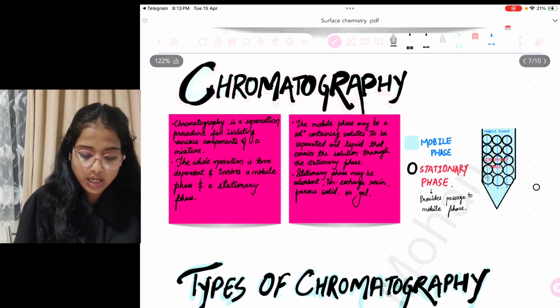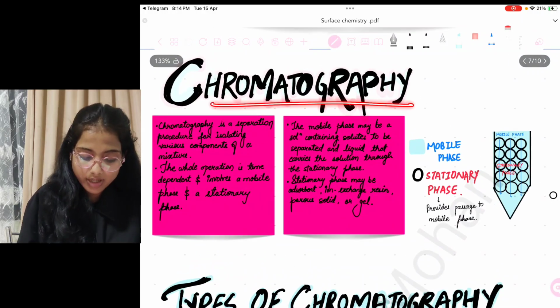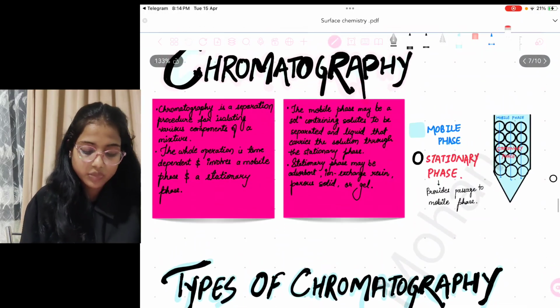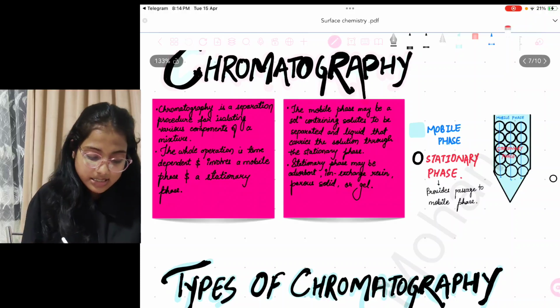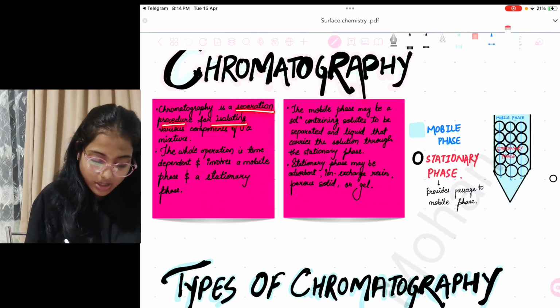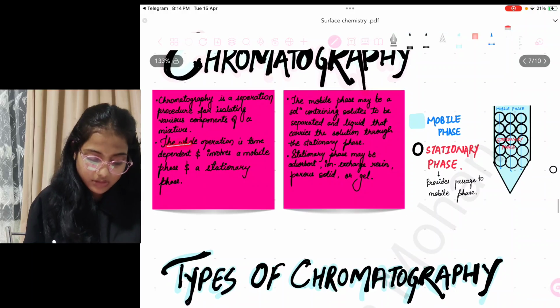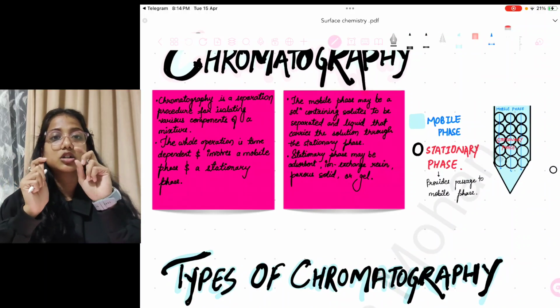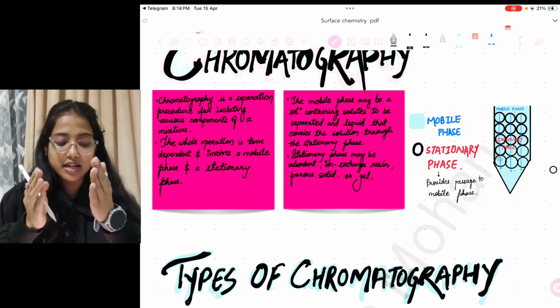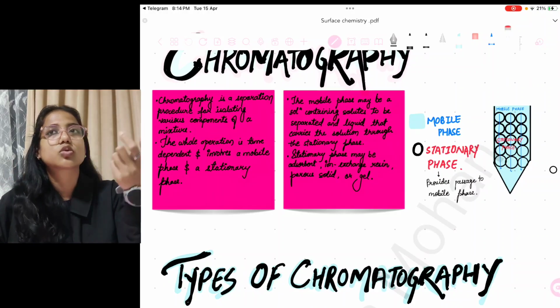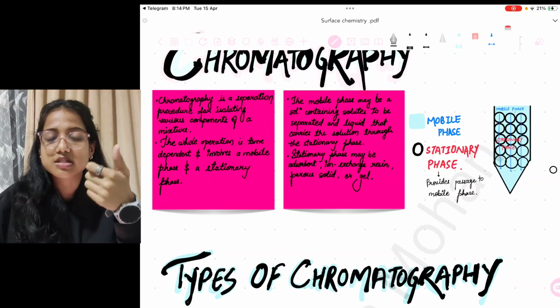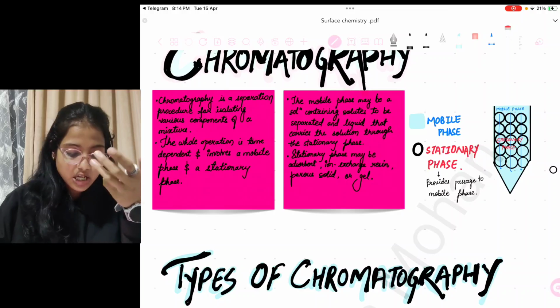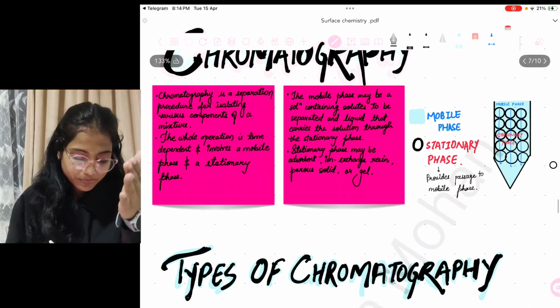And now at last we will go for chromatography. What is chromatography? Chromatography is a separation procedure for isolating various compounds of a mixture. It is just a kind of separation, like if we have to separate any two substances, it can be like two substances can be macromolecules like carbohydrate, protein, lipids. So we can use chromatography for that.